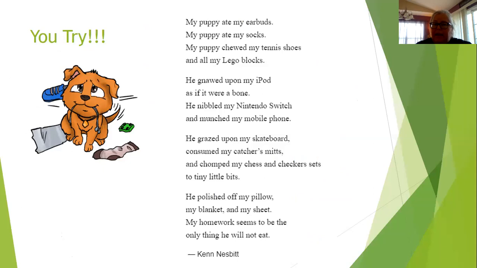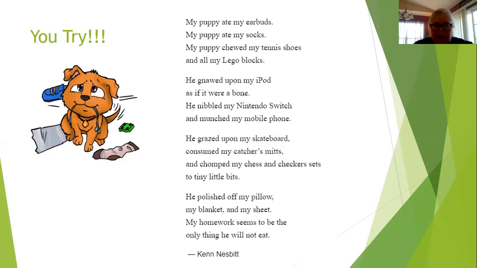My puppy ate my socks. My puppy chewed my tennis shoes and all my Lego blocks. He gnawed upon my iPod as if it were a bone. He nibbled my Nintendo Switch and munched my mobile phone. He grazed upon my skateboard, consumed my catcher's mitts, and chomped my chess and checker sets to tiny little bits.